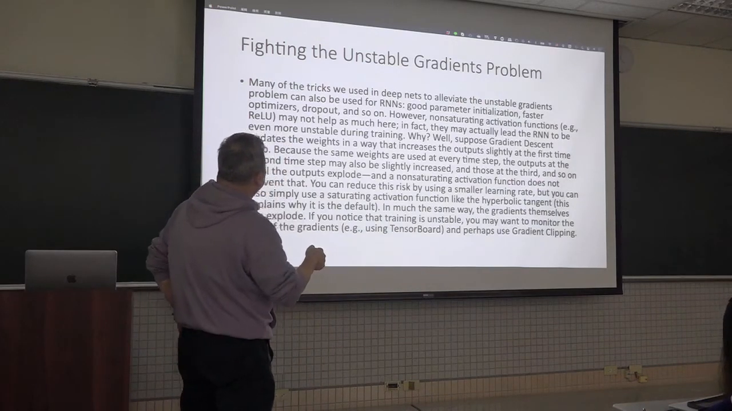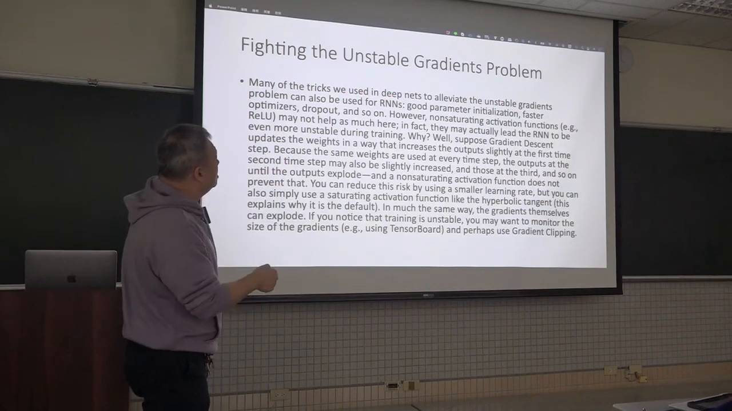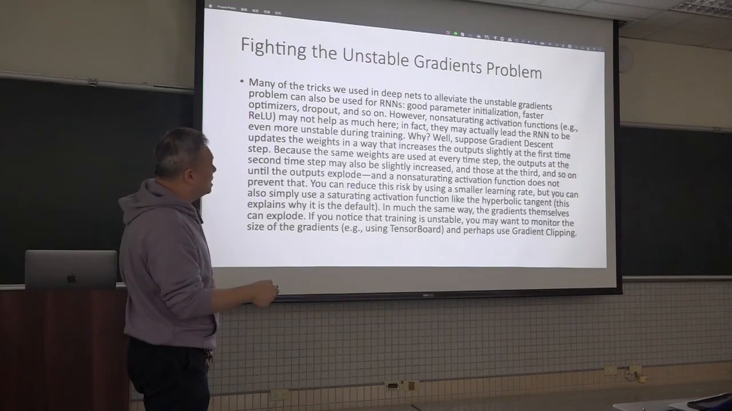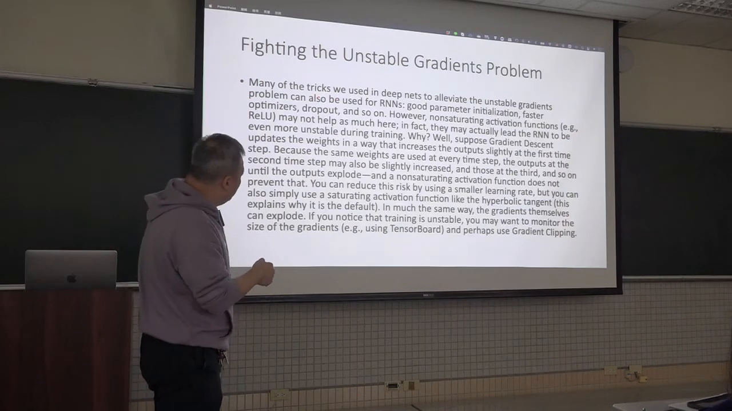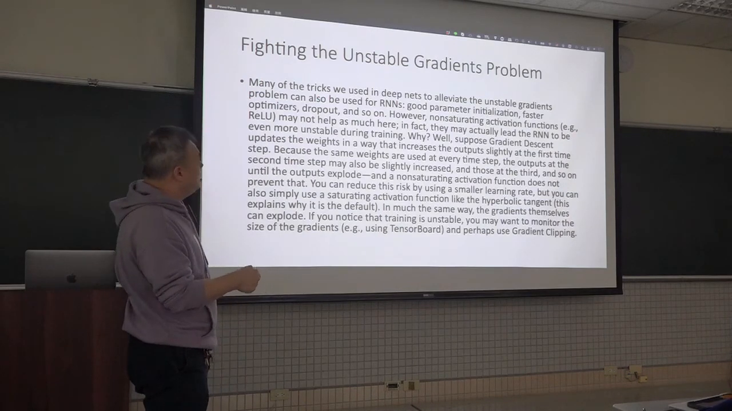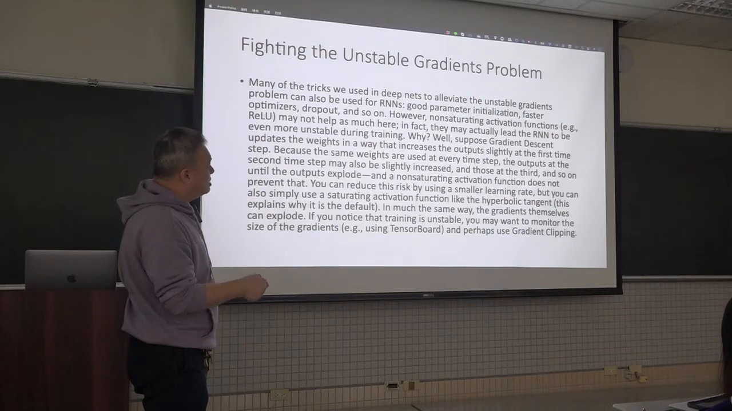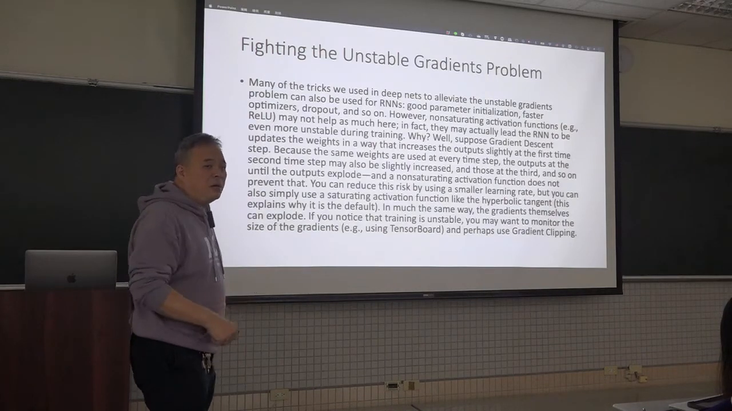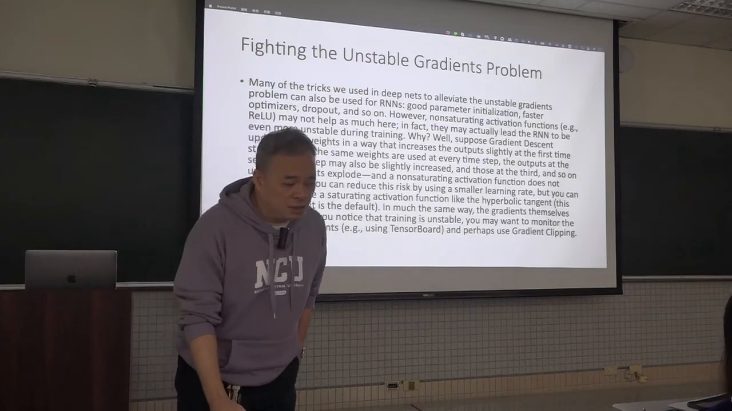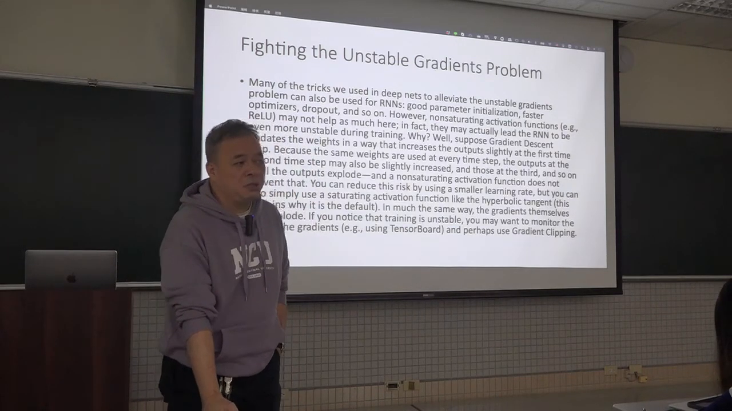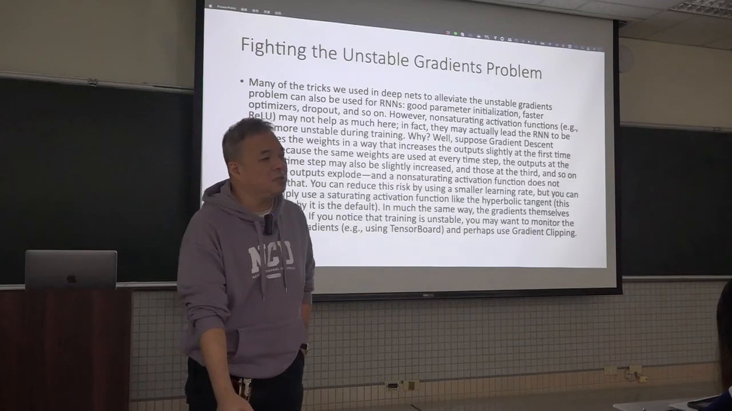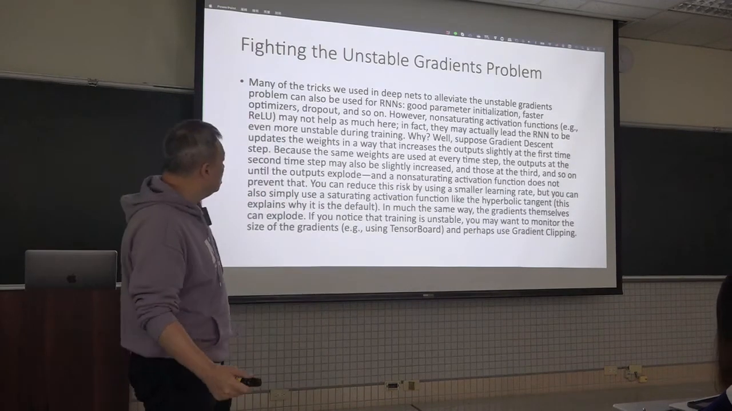So many of the tricks that we use in deep neural networks to alleviate the unstable gradient problem can of course also be applied to RNNs, such as good parameter initialization. Remember, we talked about He initialization, Lecun initialization. If you forget, chapter 11 is your friend. Go check it out.